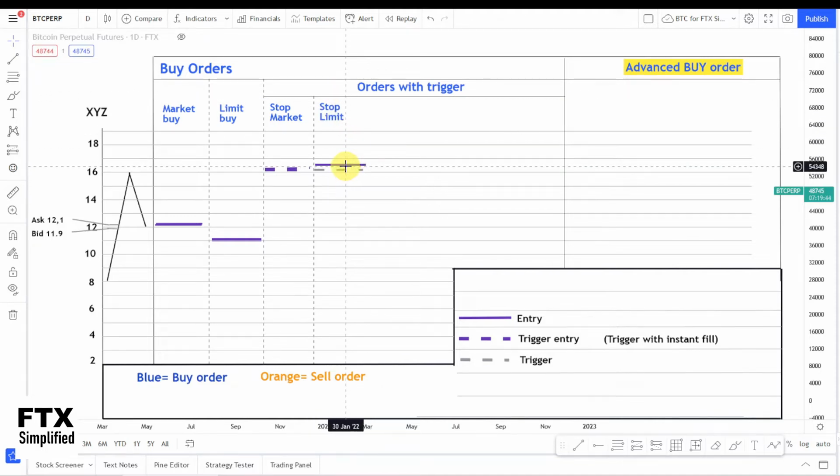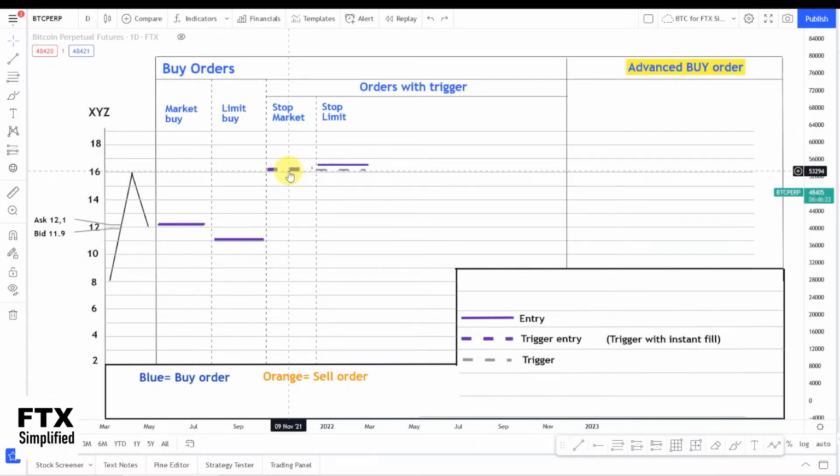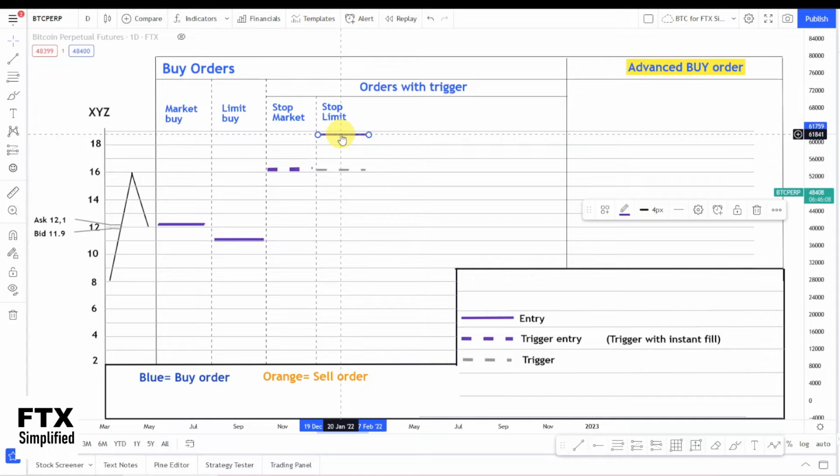And for crypto, this could be useful in situations with low liquidity. So when the price moves up very, very fast, and if you use a stop market order, you could buy way higher than you anticipated. FTX and Binance both have the market, the limit, and the stop limit buy order, but Binance doesn't have the stop market order. But this is not a problem because you could create one if you place your entry way above your trigger with the stop limit buy order.